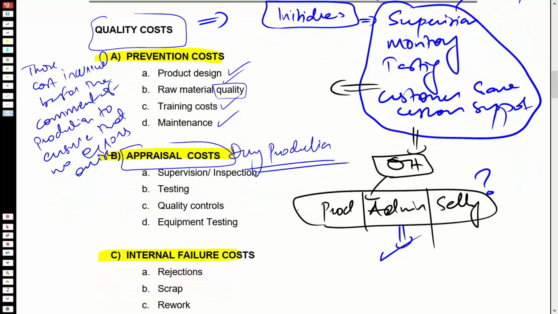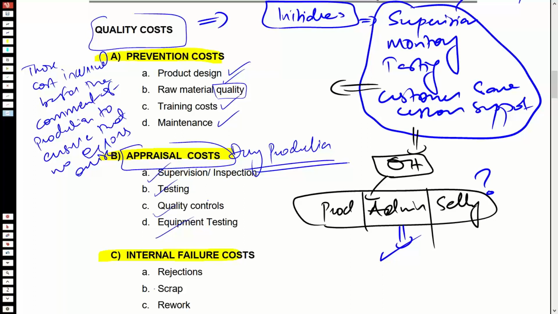Now, what are the different types of quality appraisal costs? Try to understand. The quality appraisal cost would include supervision, testing, quality controls, equipment testing. All of these costs are incurred during the production phase just to make sure that no quality related issues arise. That is why you actually incur these costs.